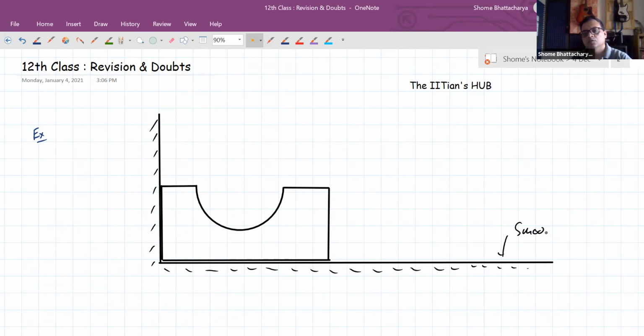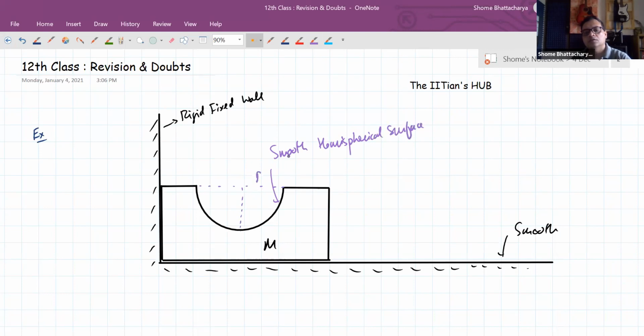So this is a smooth surface. This is a rigid wall, fixed wall. Okay. Now this wedge has like this hemispherical cavity kind of thing in it. So this is a smooth hemispherical surface, okay, of radius R. Now what we are doing at t equal to 0 is a small spherical body.